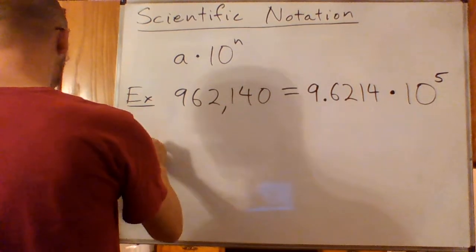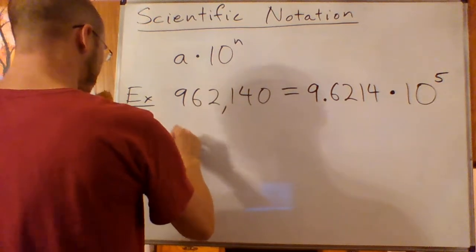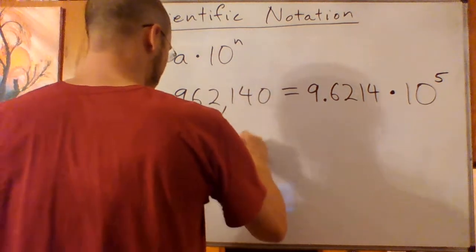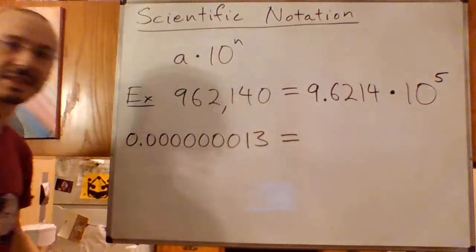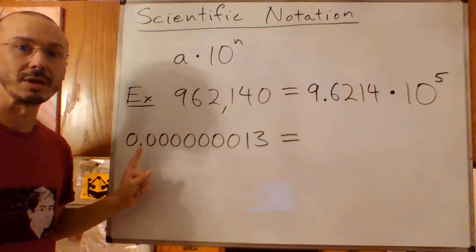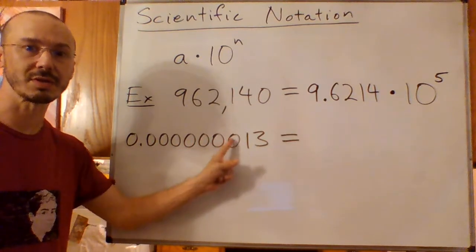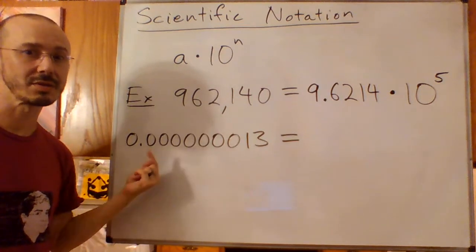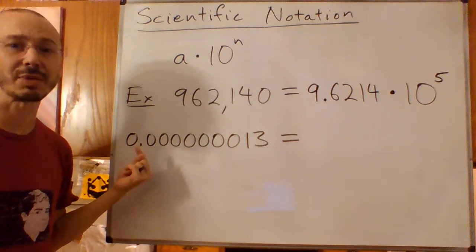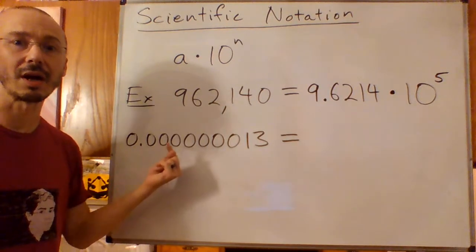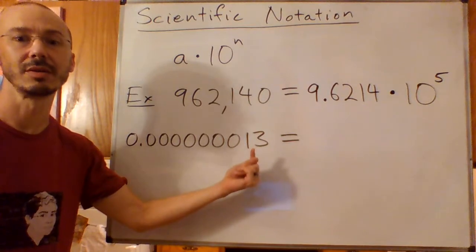Here's one with a lot of counting. Well, kind of a lot of counting. This is a very small number. 0.000000. That's 7 zeros after the decimal point. This one doesn't really count. It's a placeholder more than anything. 7 zeros and then the 1.